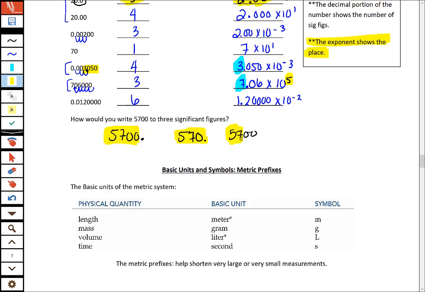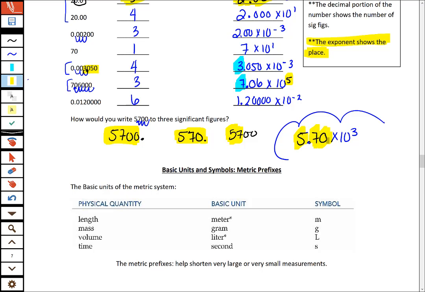So how do we write this in 3 significant figures? Well, scientific notation is the answer. What we're going to do is write 5.70 times 10 to the third. If we do that, we've correctly put in the exponent, right, of times 10 to the third. And now we have 1, 2, and 3 significant figures. Perfect. So while we're here, let's move into some metric prefixes as well.